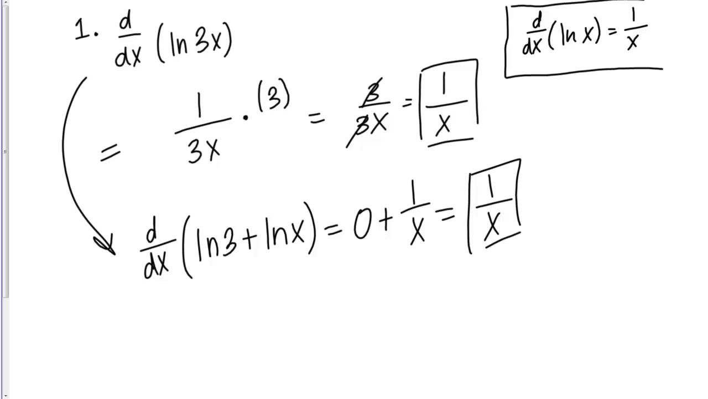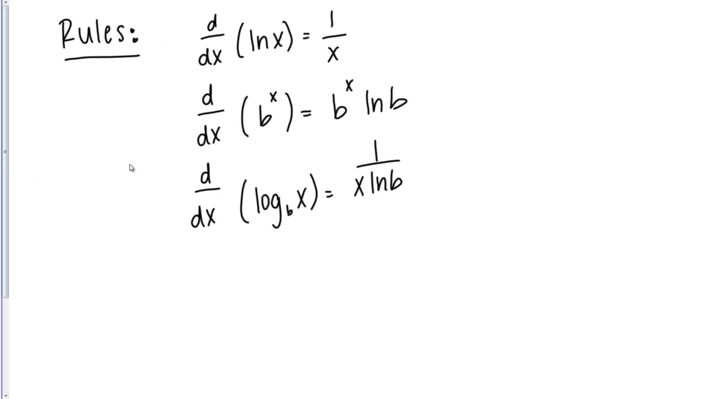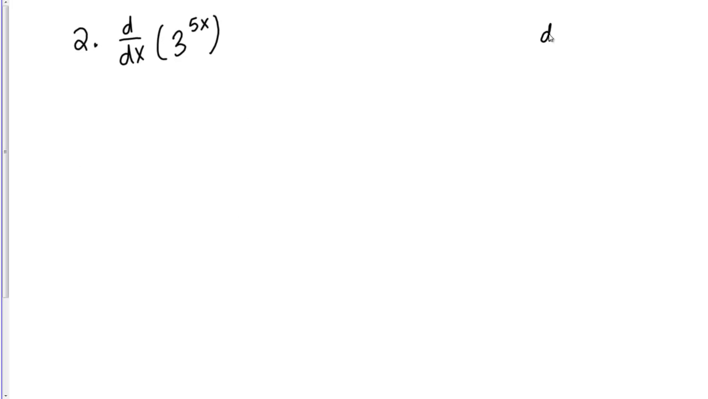Okay, so let's do a different one. Let's do this one. The derivative with respect to x of 3 to the 5x. So what's the basic rule I'm going to want to use here? If I look back, this is the second rule here, b to the x. I'm going to want to use this rule here. So let me write that out to the side. The derivative of b to the x equals b to the x natural log of b. Okay, so why did I know that I had to use this rule?